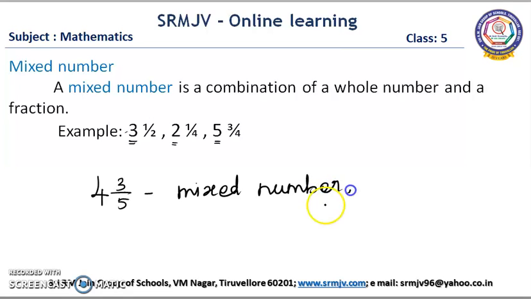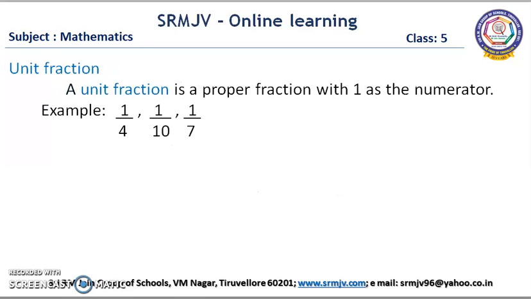Can you understand, children? So a mixed number is a combination of a whole number and a fraction. The next one is unit fraction. A unit fraction is a proper fraction. Proper fraction means the numerator should be smaller than the denominator, isn't it? So, the unit fraction is a proper fraction with 1 as the numerator.